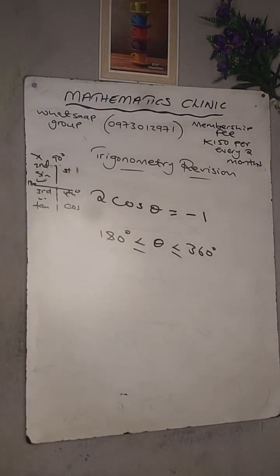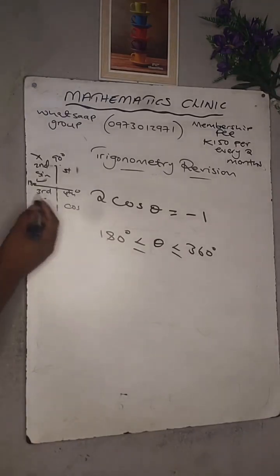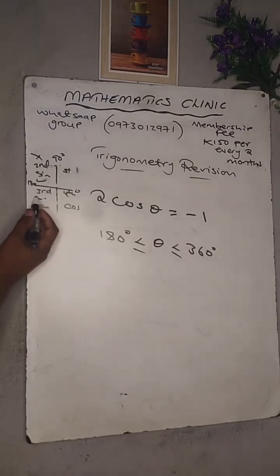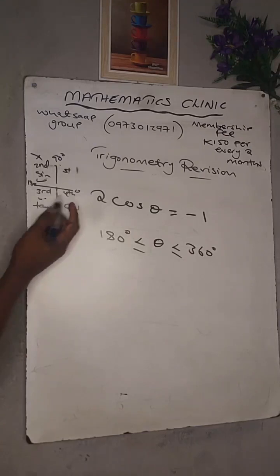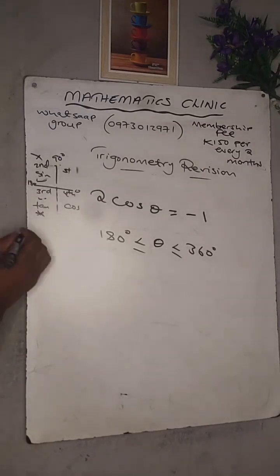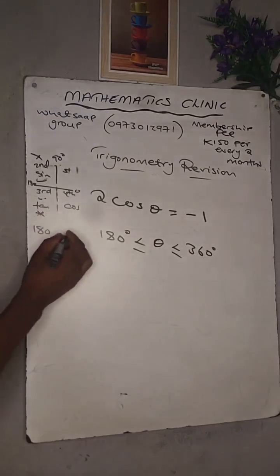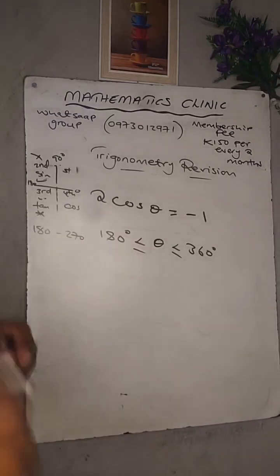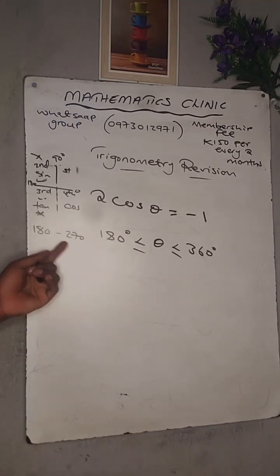But we now have the third quadrant. In the third quadrant, our cos is negative, and it is greater than 180, but less than 360. So our answer will lie in this, that is between 180 and 270. That's where our answer should be. I'm just explaining. This will act as your guide.